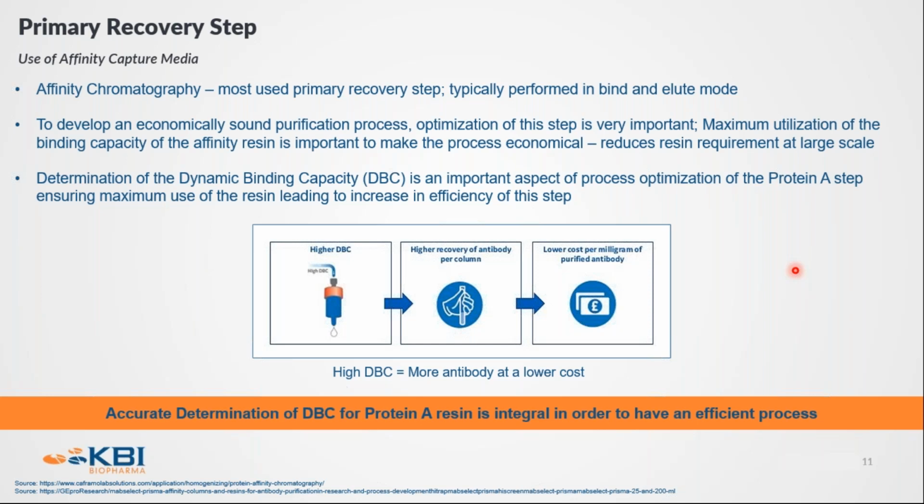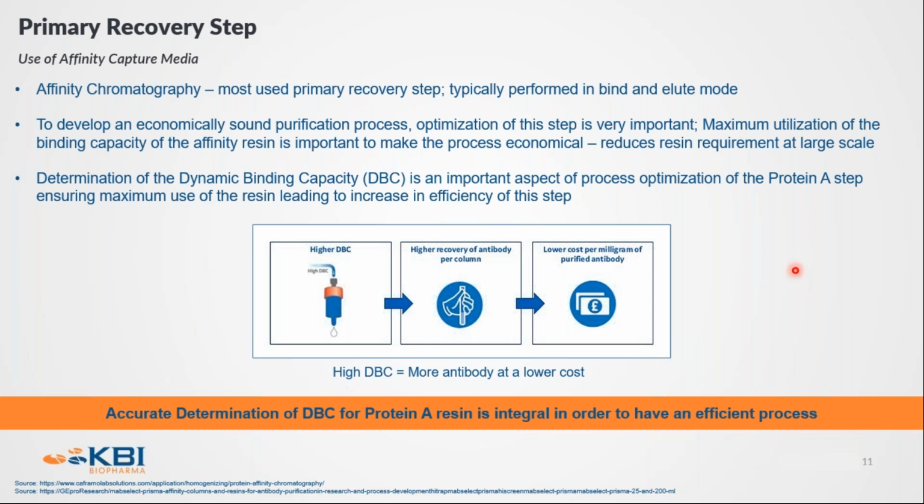For the entire downstream process to be economically very sound, it is necessary that we are not letting any capacity of the resin go to waste. Now, what tells us the capacity of the resin? It is the dynamic binding capacity. To make sure that the resin is used to its max, we have to first determine the DBC. That is the reason why dynamic binding capacity experiments are the first experiments we perform when we start process development for any molecule. This is a very important step and helps us in resin selection.